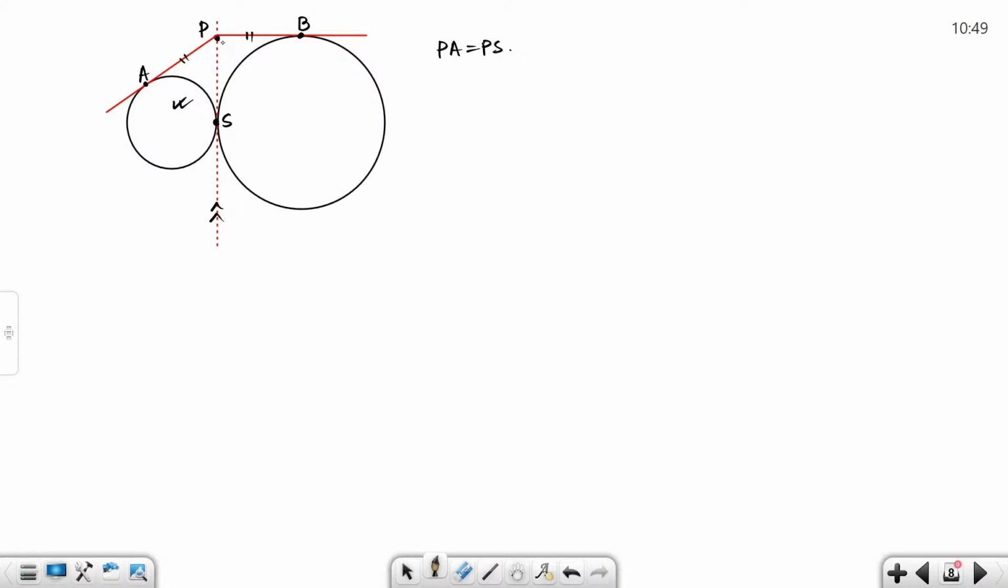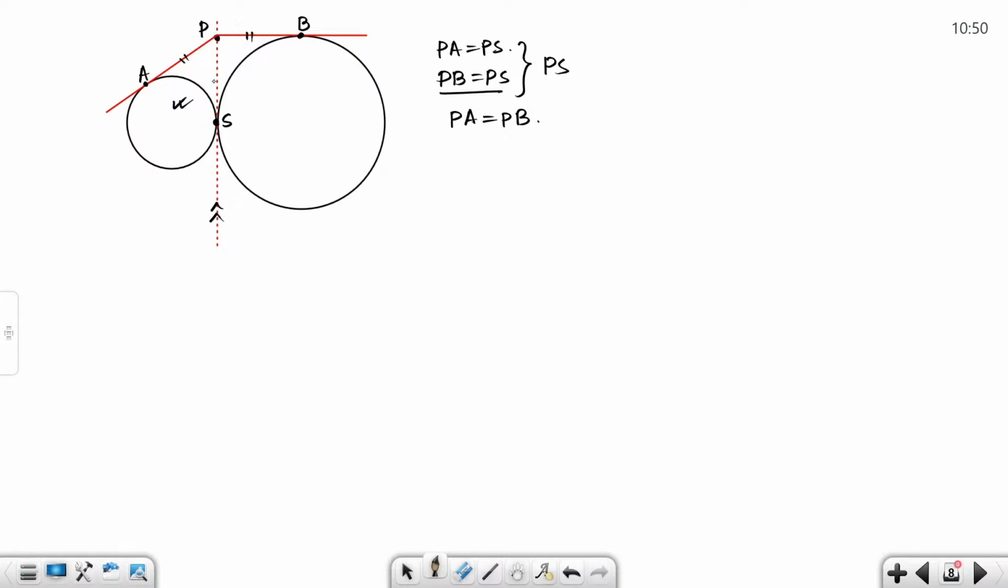Similarly, if we consider the point P and the second circle, we can easily see that PB is equal to PS. Why? Because PB and PS are both tangents drawn from point P to the second circle. And as they are equal, I have written that here. Now, both these expressions are equal to PS. Therefore, I can say PA is equal to PB.